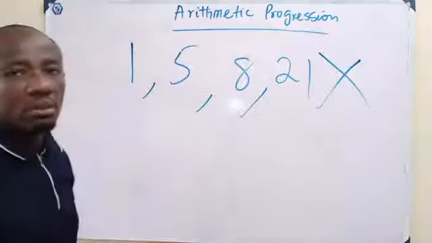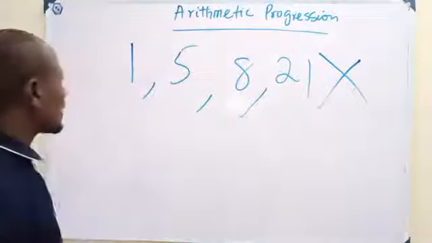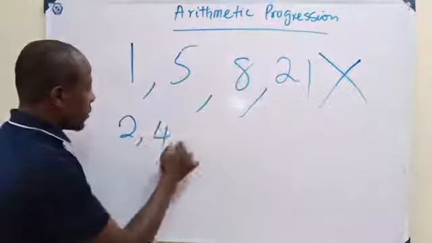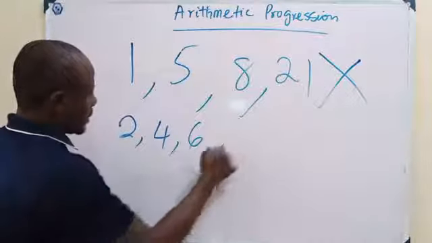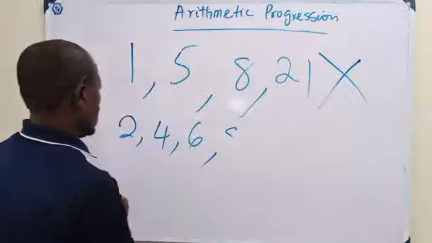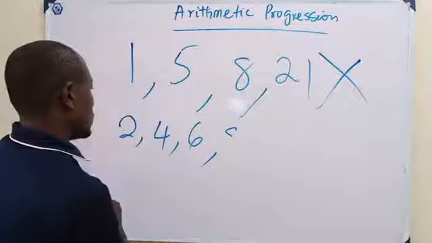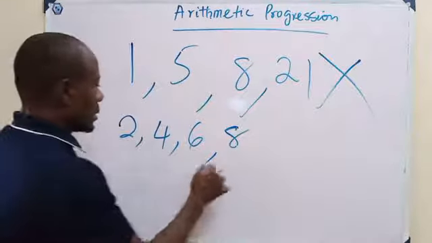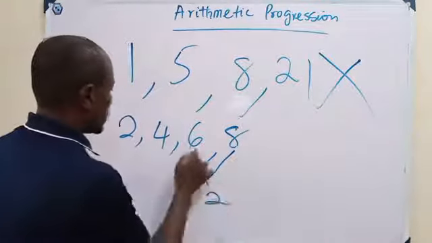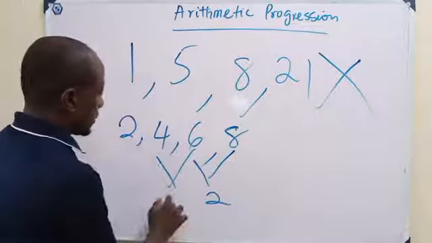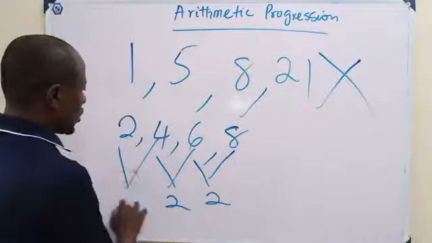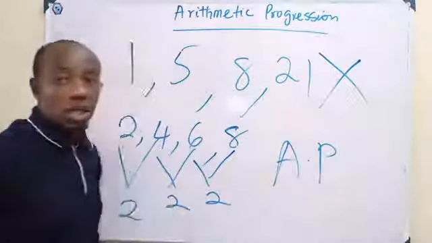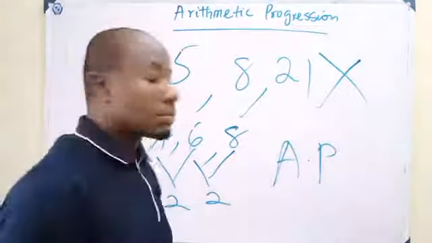So this is not in arithmetic order. For it to be in arithmetic order, it must be 2 followed by 4 followed by 6, followed by 8, for example. So you discover that 8 minus 6 is 2. This minus this is 2. This minus this is 2. AP. So this one is in arithmetic order. So you must understand this, right?